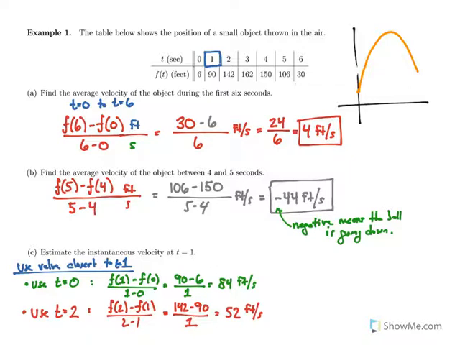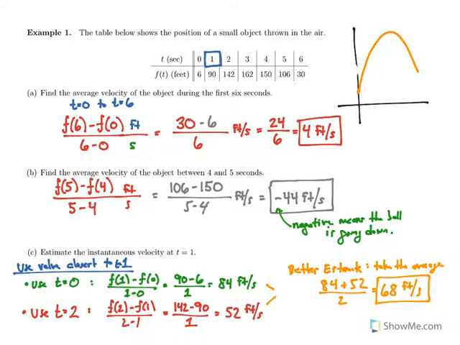So both of those are estimates for the instantaneous velocity, but what might be an even better estimate is to take the average of those two. It seems like the right answer is somewhere in between 84 and 52. So let's take 84 feet per second plus 52 feet per second and divide by 2, which is 68 feet per second. We'll call that our best answer.